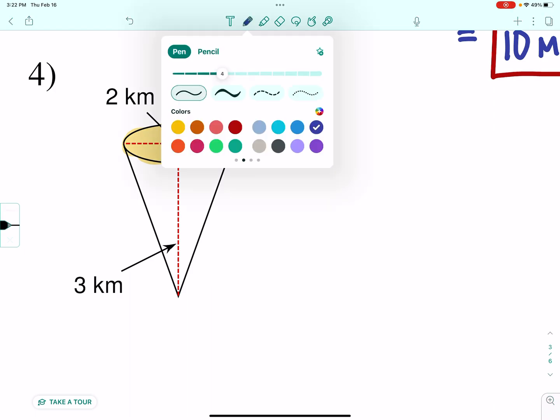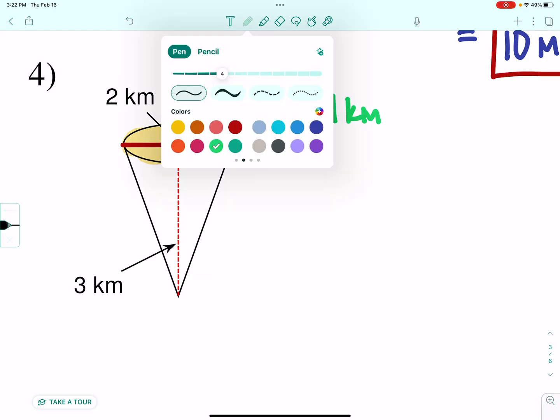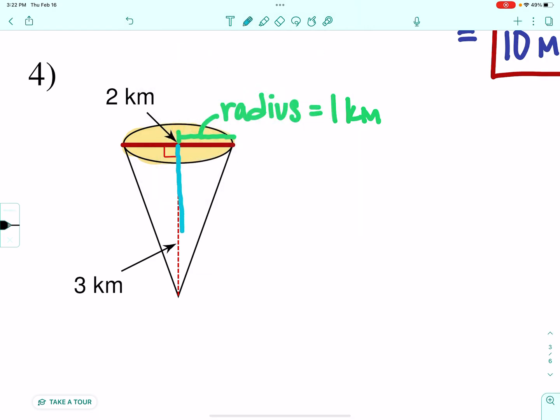Now they give me the diameter of the base. They give me all the way across. If I cut it in half, that means the radius is going to be 1 kilometer. The height of my cone goes from the center of the base to the vertex and makes a right angle. So the height of my cone is going to be 3 kilometers. And I'm ready for my formula.